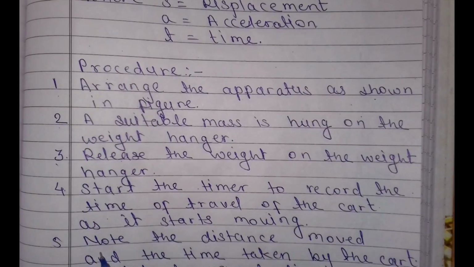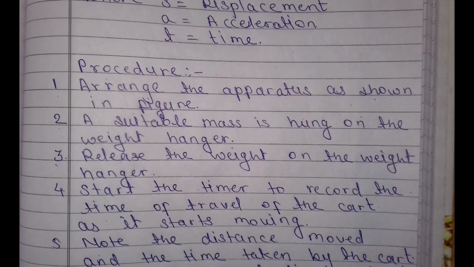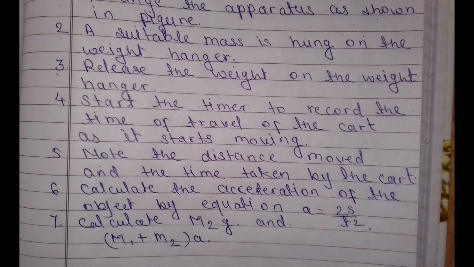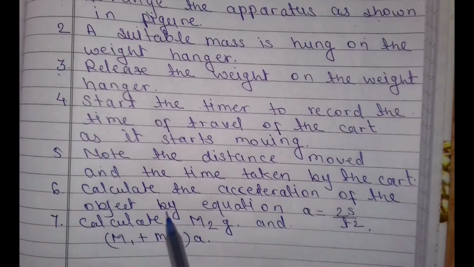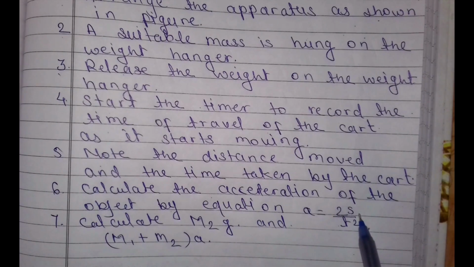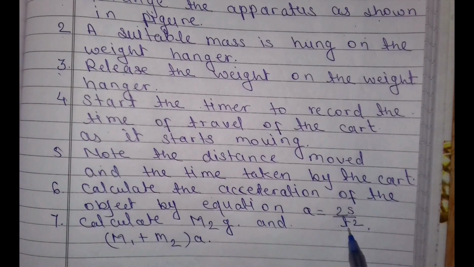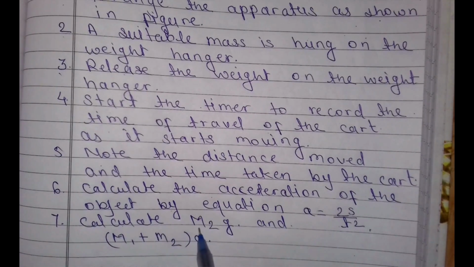Point number 5. Note the distance moved and the time taken by the cart. Point number 6. Calculate the acceleration of the object by the equation a = 2s/t². Point number 7. Calculate m2g and (m1 + m2)a. Now we will write the observations.